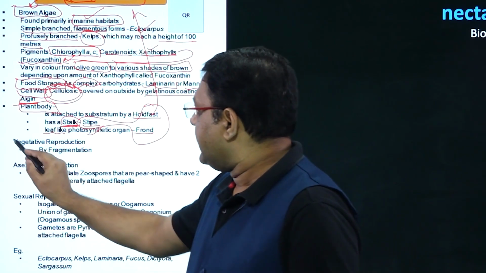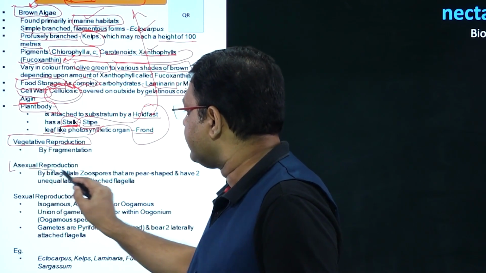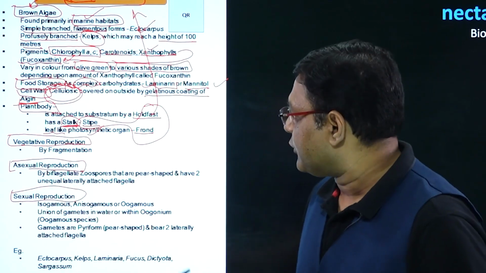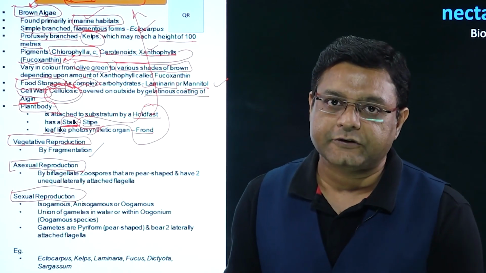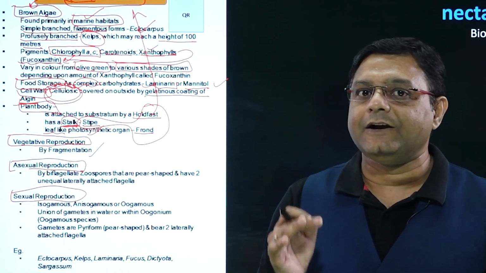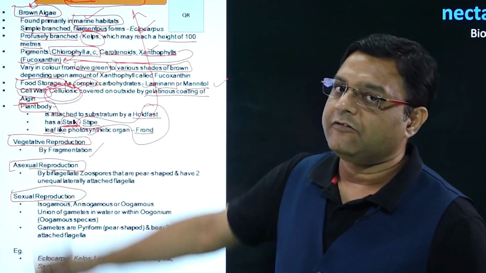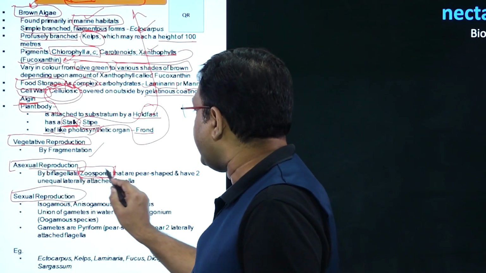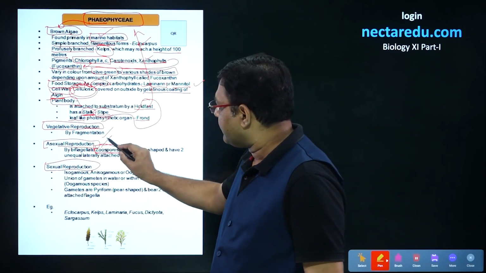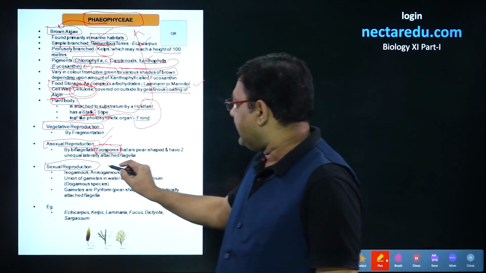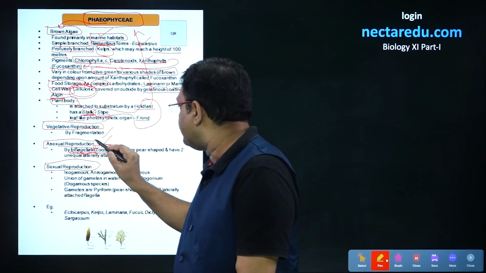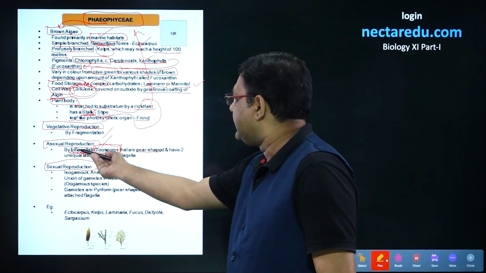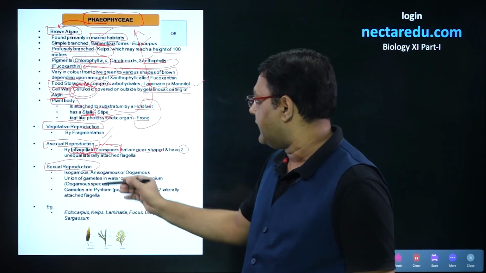Talking about the reproduction, it occurs by all three ways: vegetative, asexual, and third is sexual reproduction. Talking about vegetative reproduction, it occurs by the process of fragmentation. So the body will fragment or break into small parts, and each part will give rise to a new member. In the case of asexual reproduction, it occurs by zoospores. The term zoo refers that the spore is motile, and it is motile due to the biflagellate condition. Talking about the shape, it is pear-shaped, and obviously it is biflagellate, so it has two flagella, and the flagella are unequal.